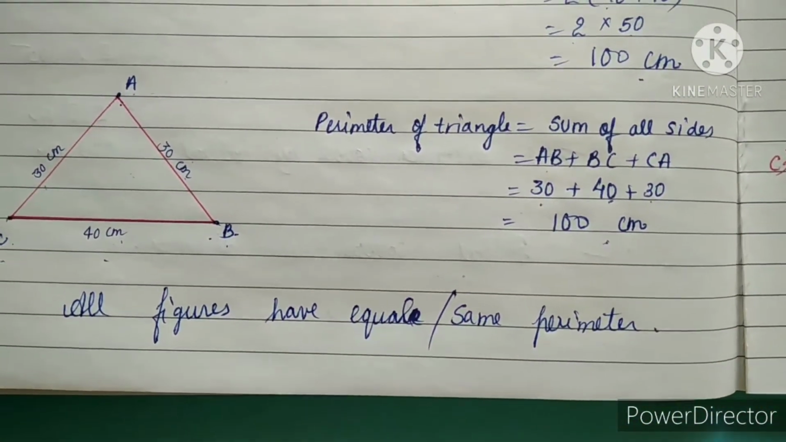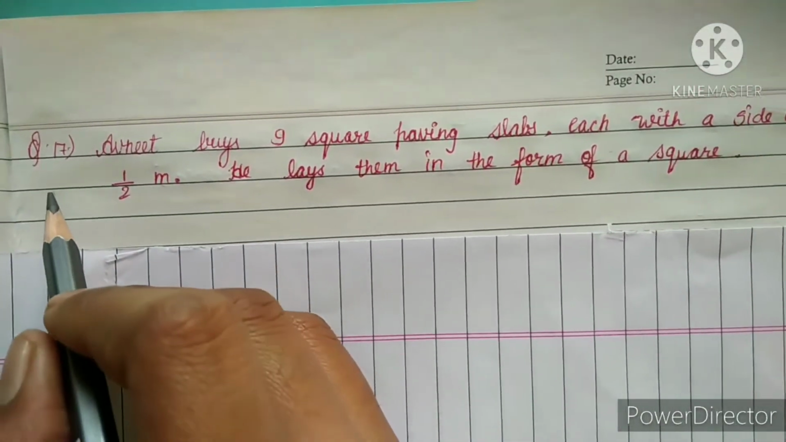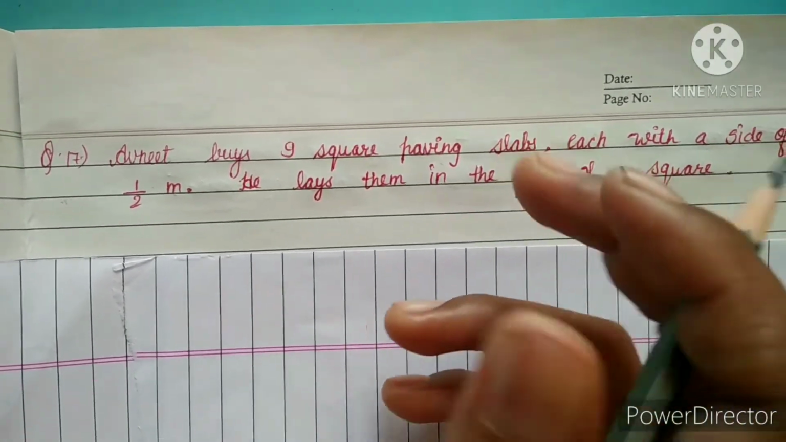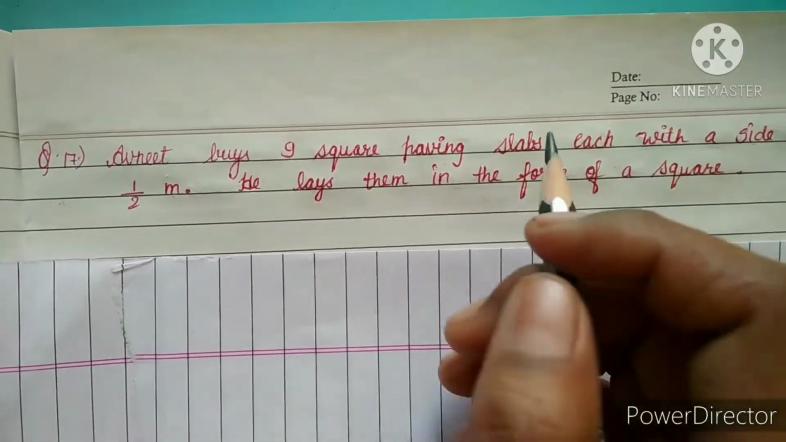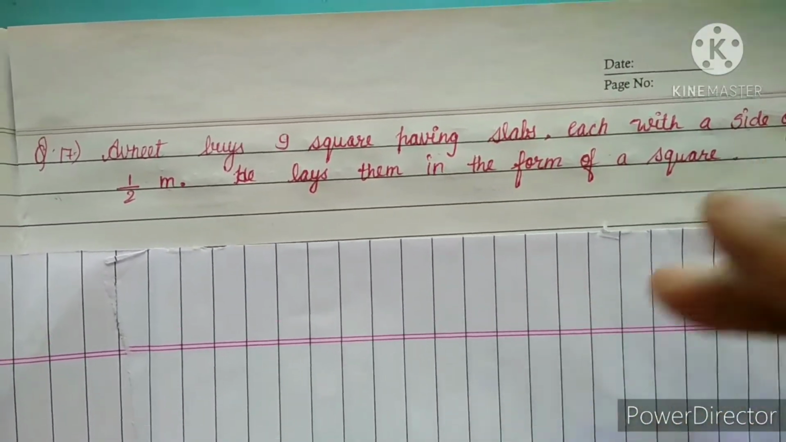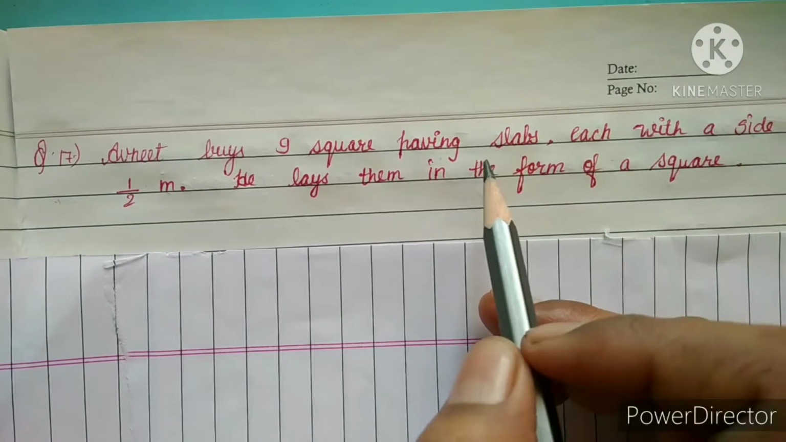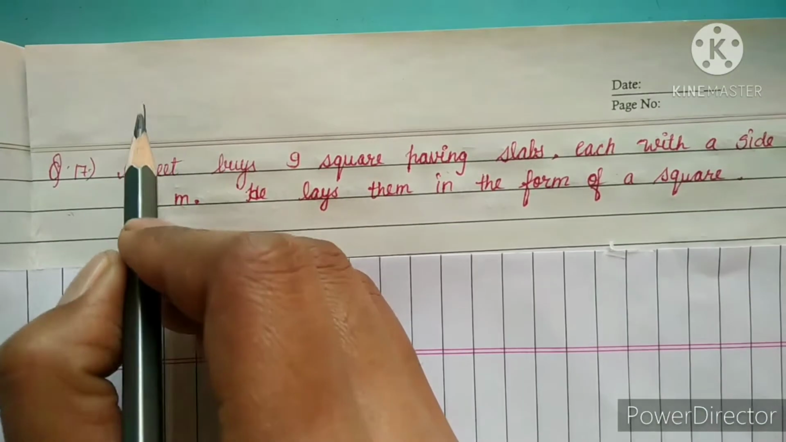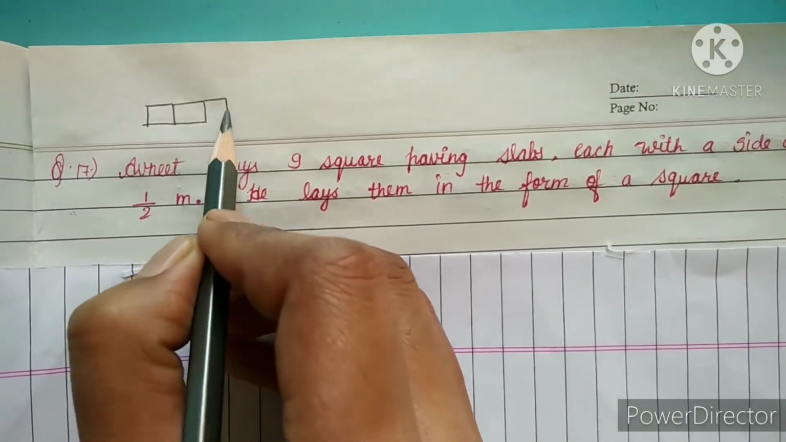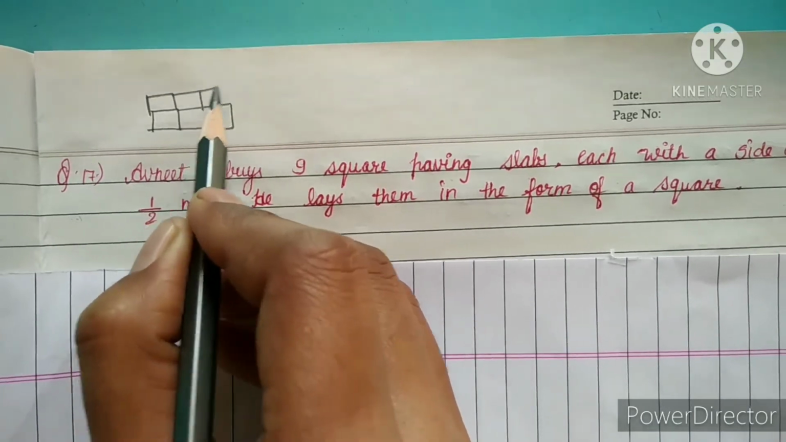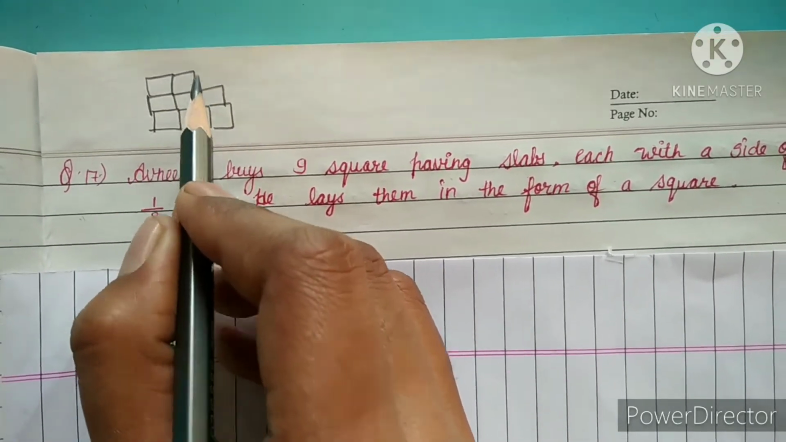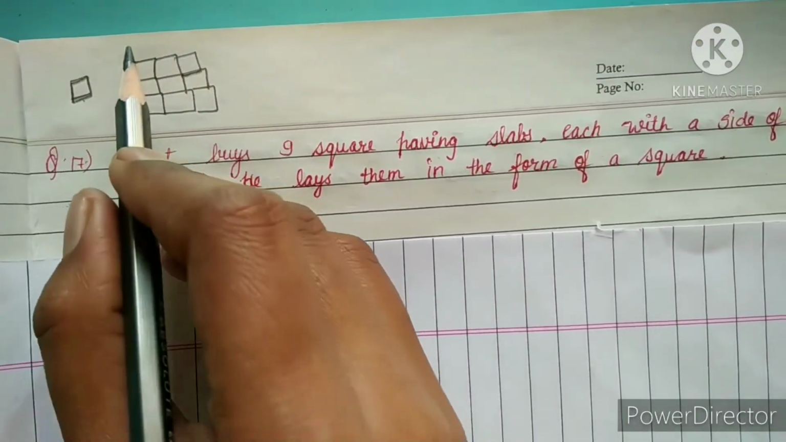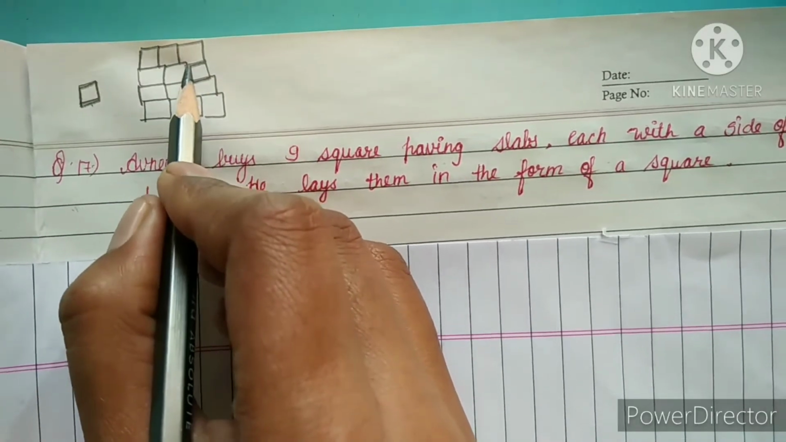Now we are going to question number 17. Avneet buys 9 square paving slabs. You have seen somewhere that paving slabs means tiles are put together, different kinds of slabs are put together to form the floor. This is what I am putting, the small tile into the block to pave the floor.